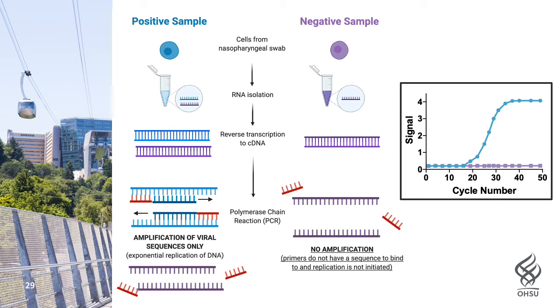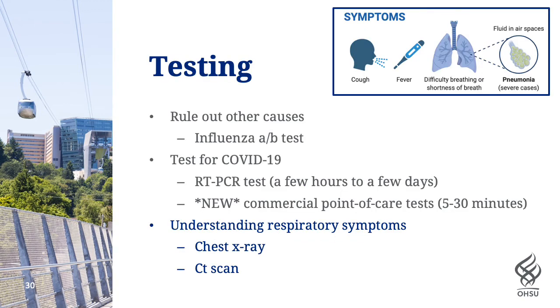And here we can clearly see how a positive sample, as seen in the blue line, increases in signal intensity as the cycles continue and as the viral DNA is copied. This positive sample can be clearly separated from a negative unamplified sample. The PCR test identifies that the illness is caused by SARS-CoV-2.